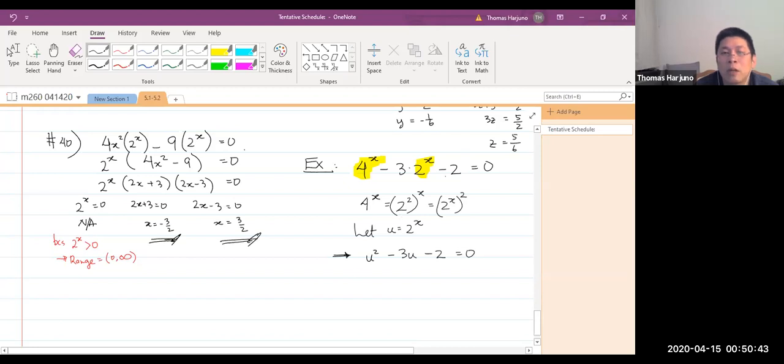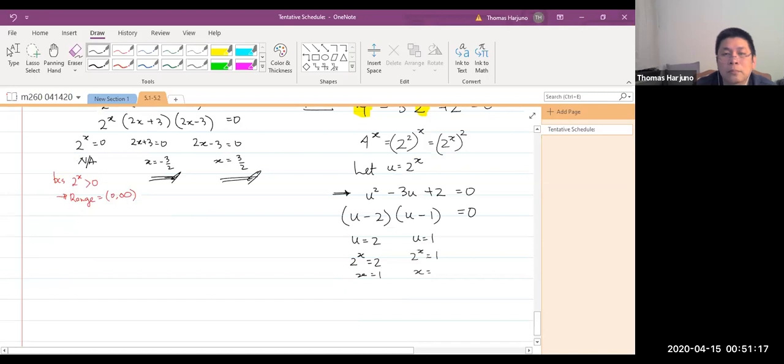You know, let me make it plus here. Okay, so I get u minus 2 times u minus 1 equals 0. So I get u equals 2 or u equals 1. 2 to the x equals 2, x equals 1. 2 to the x equals 1. What will x be? You can see 1 as 2 to the 0, right? So x equals 0.